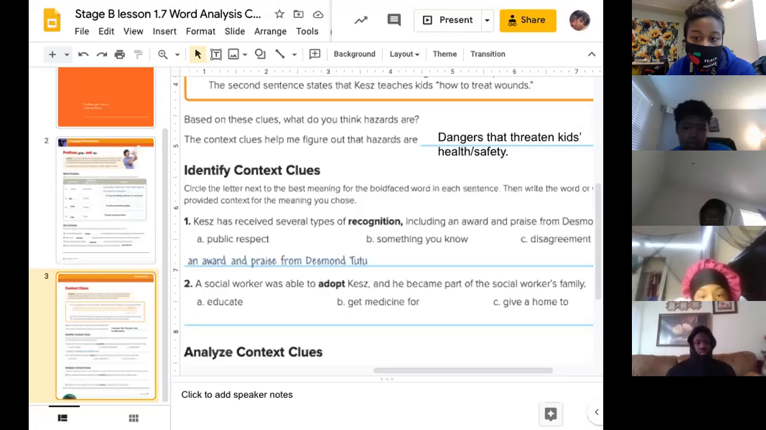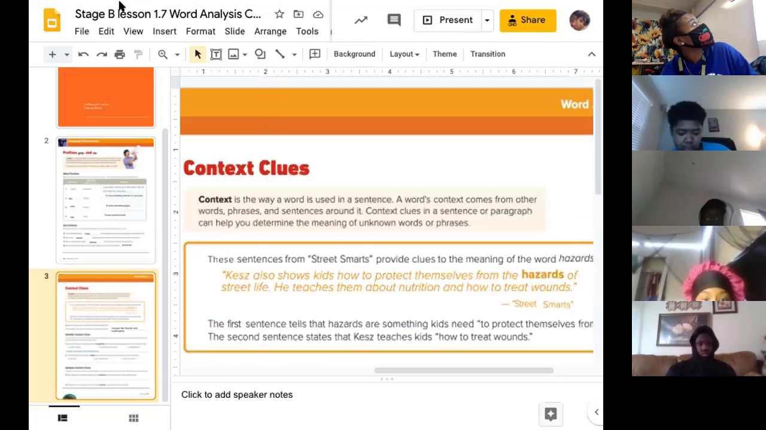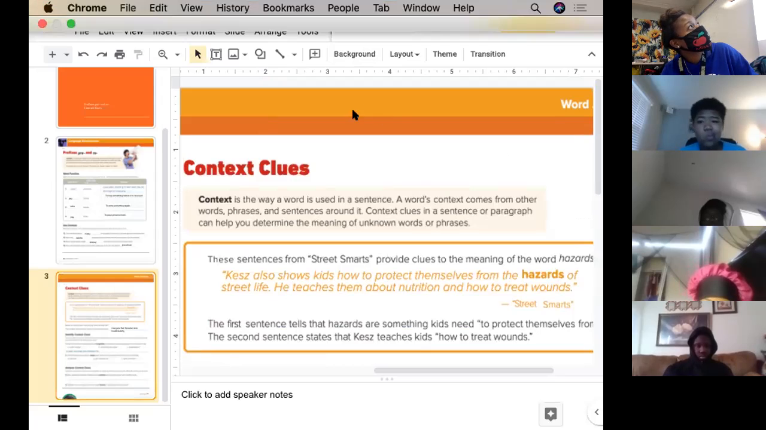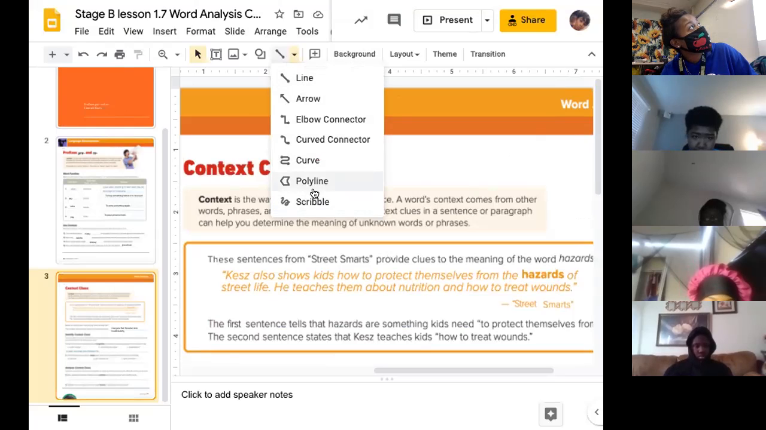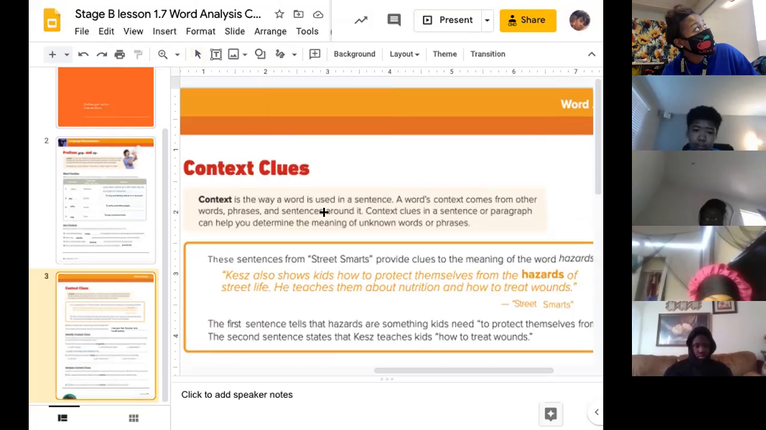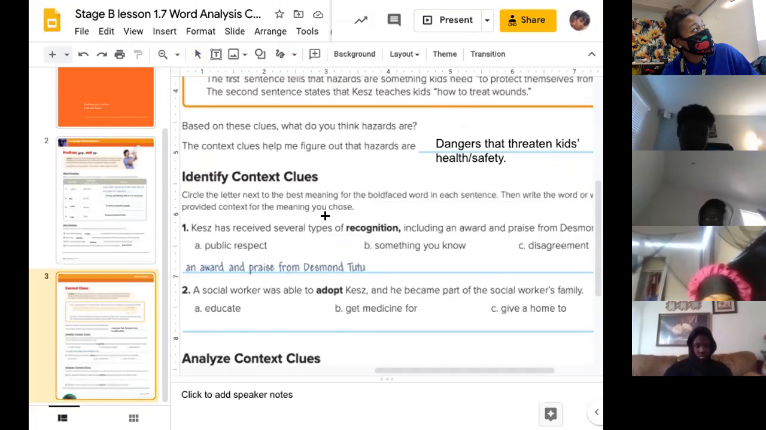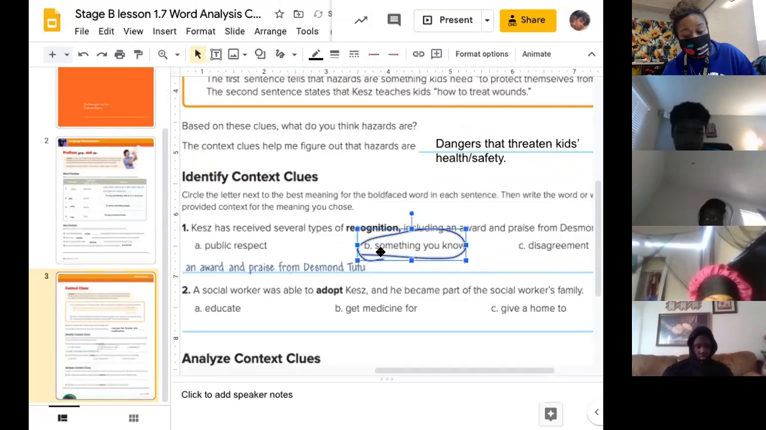If you want to draw a line or draw a circle or something like that, you can hit this. Oh, I should probably do it over here. Let me scroll up. If you click this line here and scroll down to scribble, you're able to scribble or draw a line or whatever you need to do. Okay?